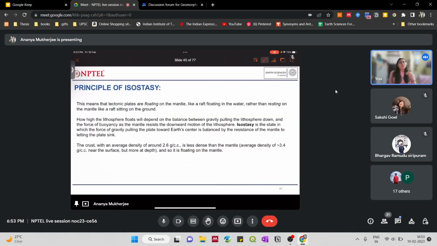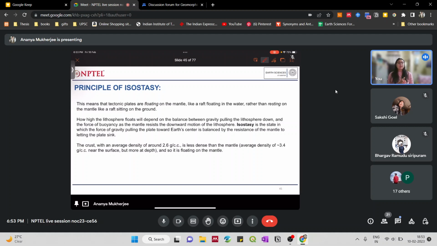Now one more principle which is very important for us to understand about the vertical processes as well as the horizontal processes that happen on the earth's surface, on the earth's crust, is isostasy. Okay, so what is isostasy?